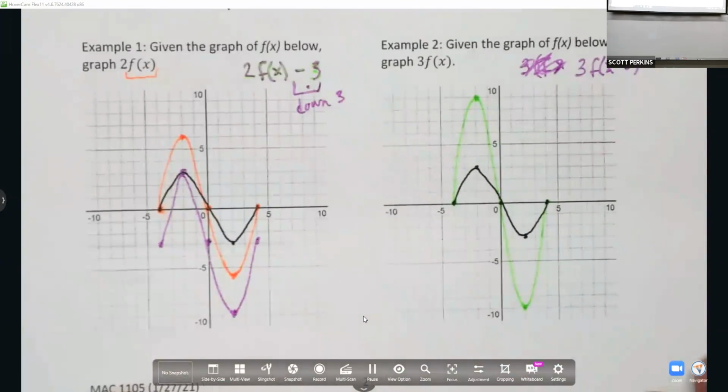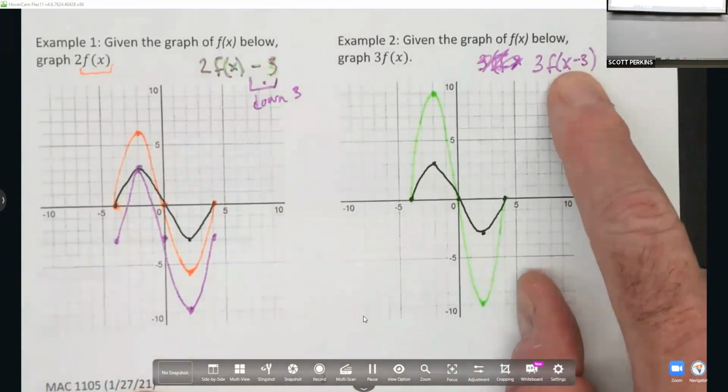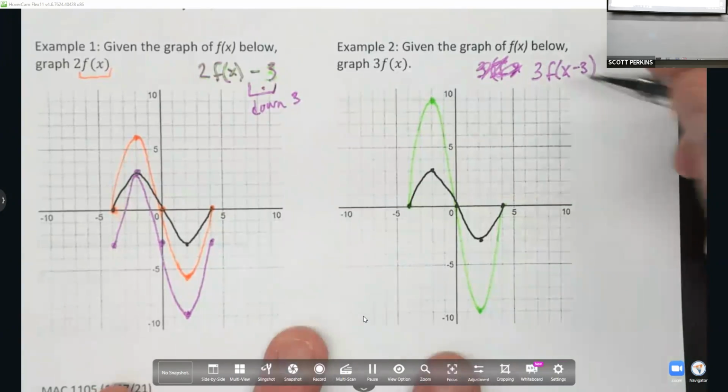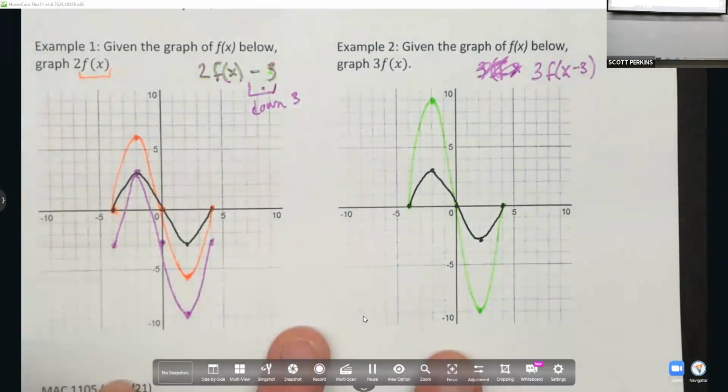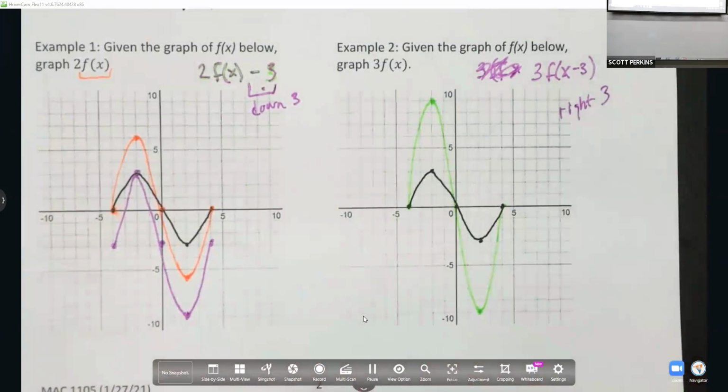Now, just as a review on this first one, when the -3 is inside the parentheses connected to the x, what does that do to the graph? Right 3, exactly, perfect. So what I would like you to do, I'm going to write this right here. Purple is the color of the day. So we're going to move this right 3. You're going to take that stretched out graph, on my graph it's green, and you're going to move it right 3, please.